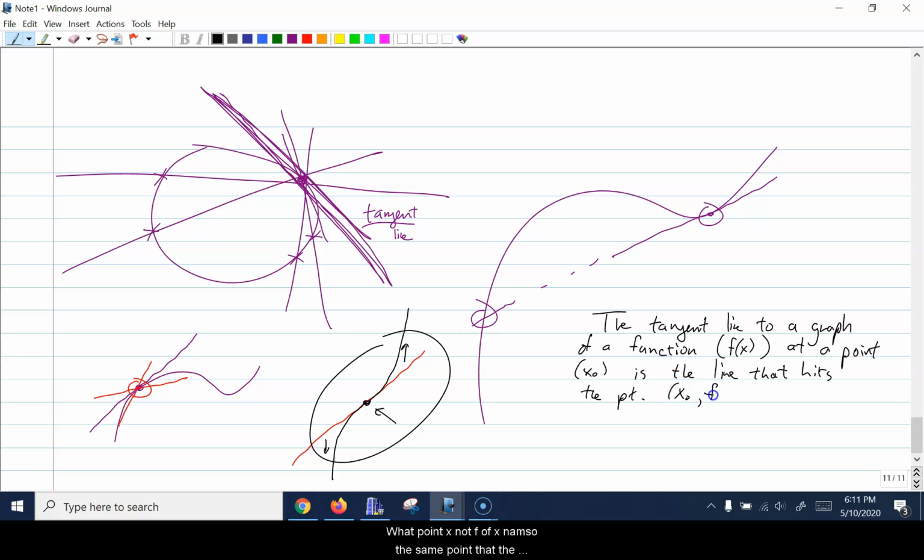At what point? x naught, f of x naught. So the same point that the function has. I want my line to hit that point, and it has a slope of f prime of x naught.